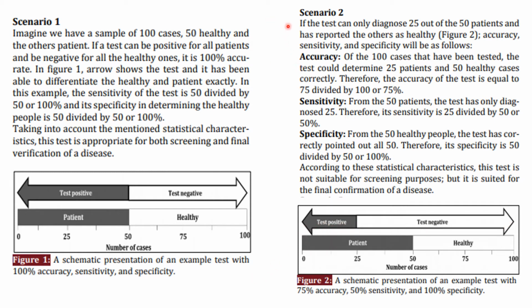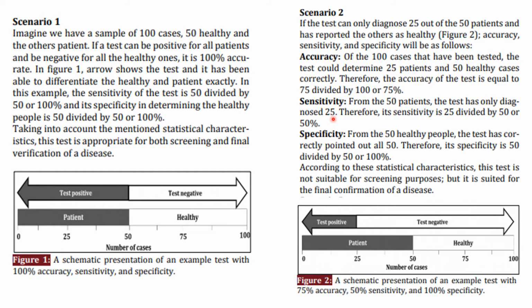So if the test can only diagnose 25 out of 50 patients, and has reported the others as healthy, the accuracy, sensitivity, and specificity will be as follows. Accuracy. Of the 100 cases that have been tested, the test could determine 25 patients and 50 healthy cases correctly. Therefore, the accuracy of the test is equal to 75 divided by 100, or 75%.